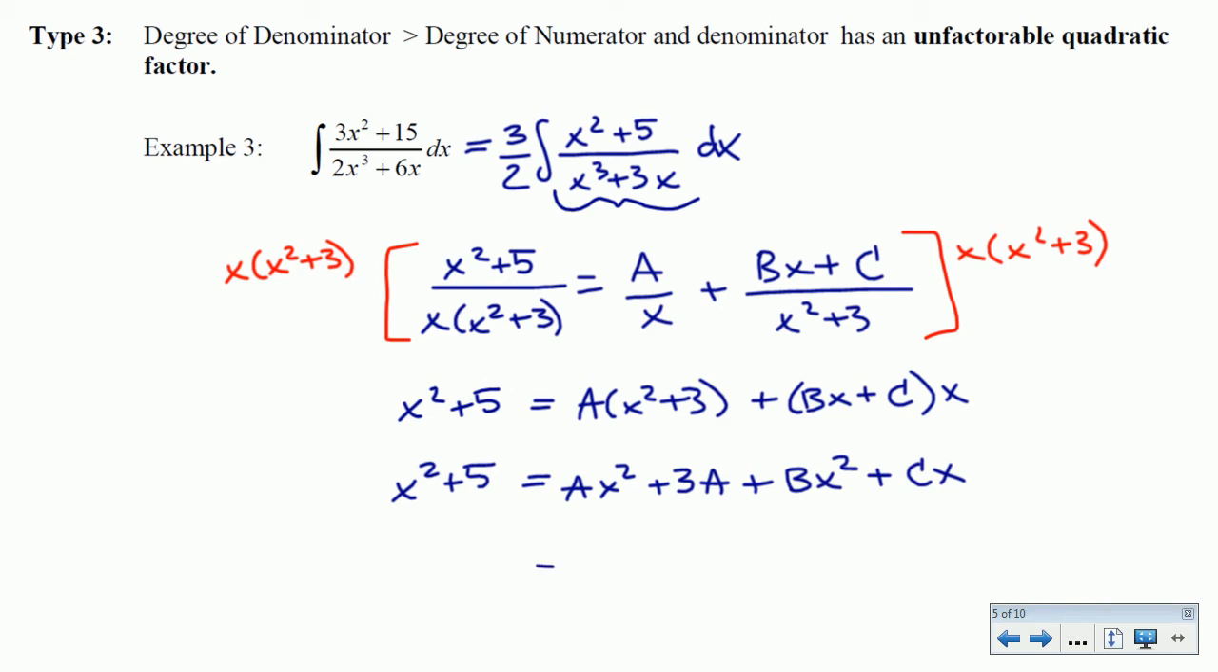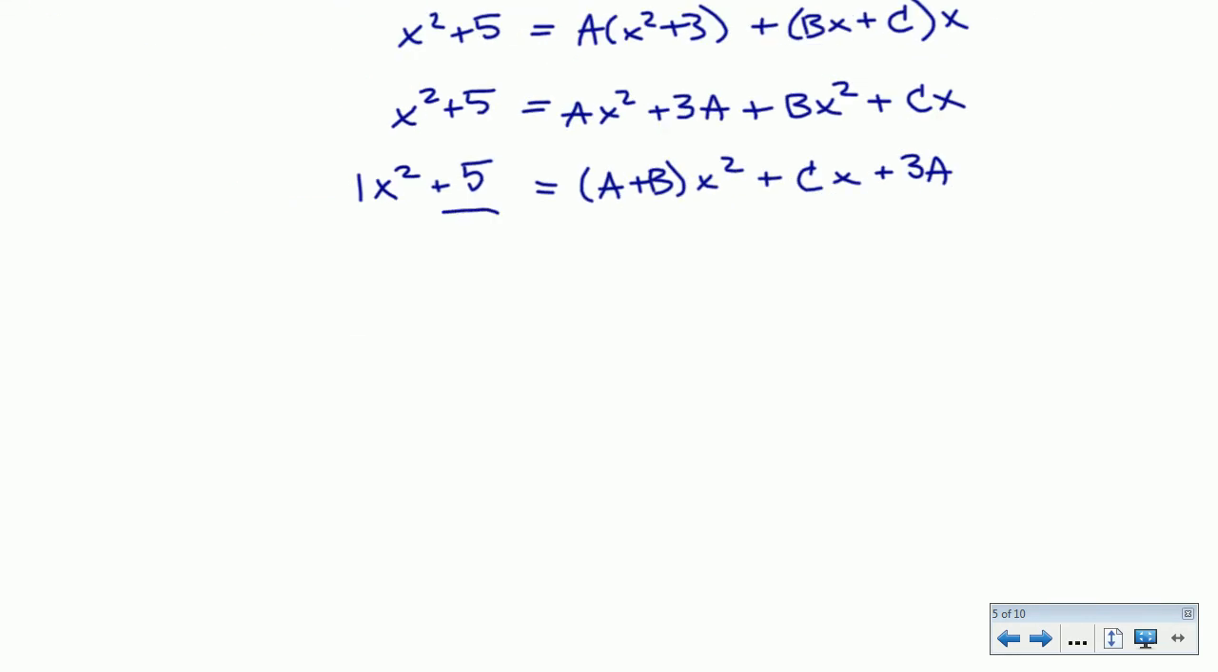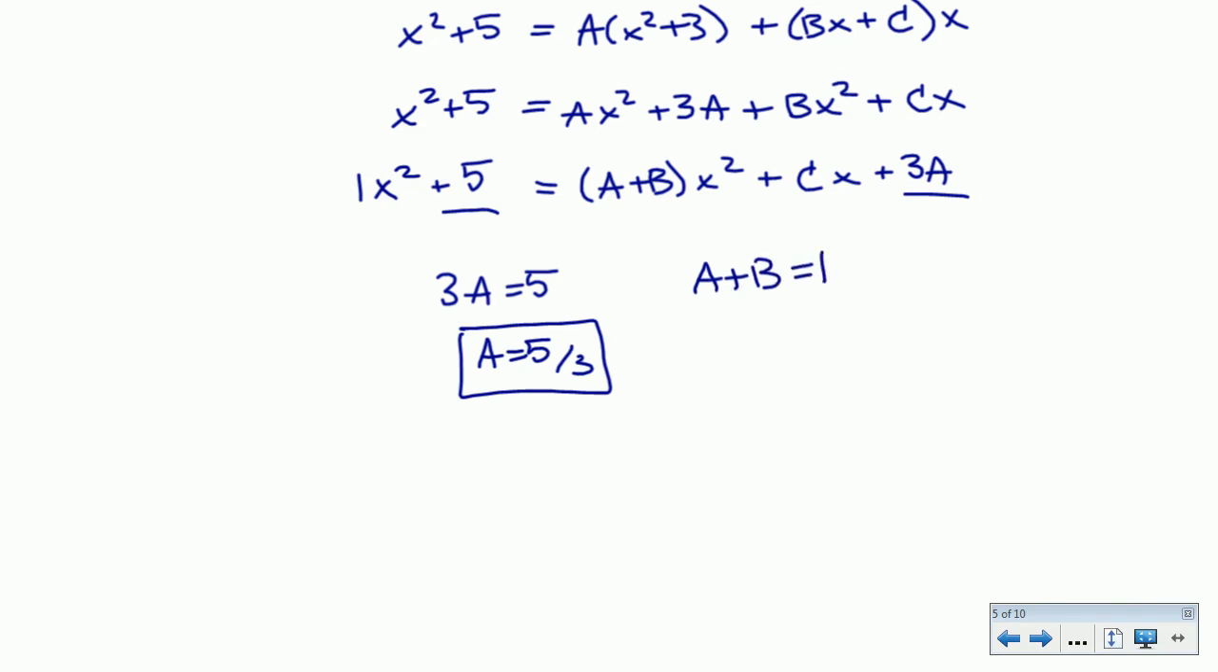And we can group the x squared terms. So we have A plus B times x squared. And the only x term would be Cx. And then we have the constant term, 3A. So we require A plus B to equal 1. C needs to be 0. And 3A needs to equal 5. So given that 3A equals 5, we know that A equals 5/3. And given that A plus B needs to equal 1, and we already know that A is 5/3, we can solve for B. So B is equal to 3/3 minus 5/3, or in other words, B equals negative 2/3.